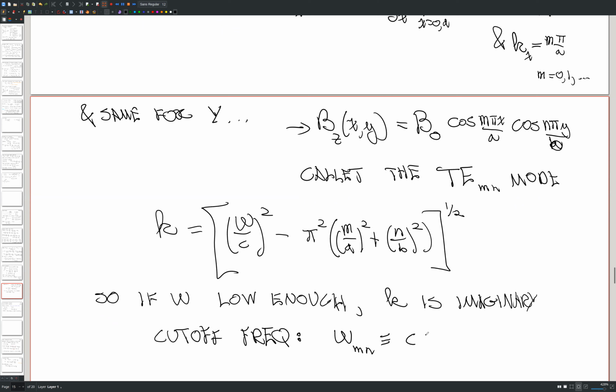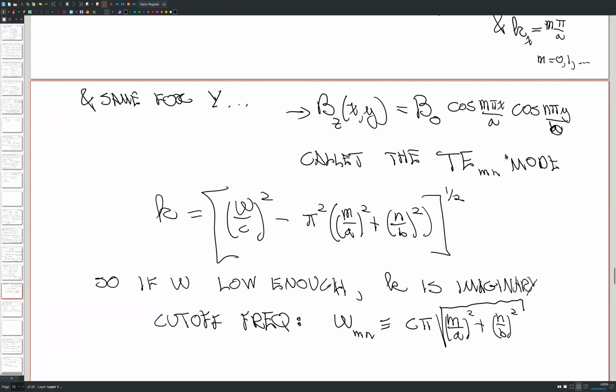So this is just c pi times the square root of m over a squared plus n over b squared. Okay, so any wave that tries to have modes m and n needs a minimum frequency in order to be able to propagate. Then there are lots of discussions of the physics of that, but that's completely different from what occurs in free space.